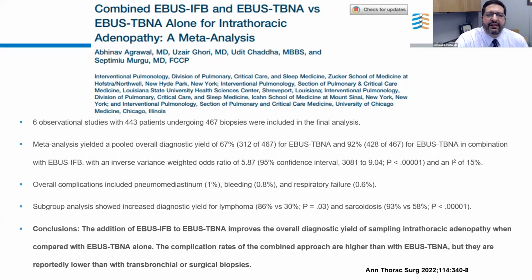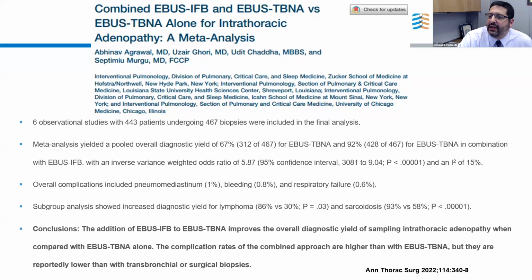This is a meta-analysis of intranodal forceps biopsies versus standard TBNA alone for adenopathy. Again, small number of studies, 6 observational studies, only about 400 patients. And then the overall diagnostic yield was very low for EBUS TBNA, which seems out of line with what's been published, but it was quite high for the combination of forceps biopsies with standard EBUS.